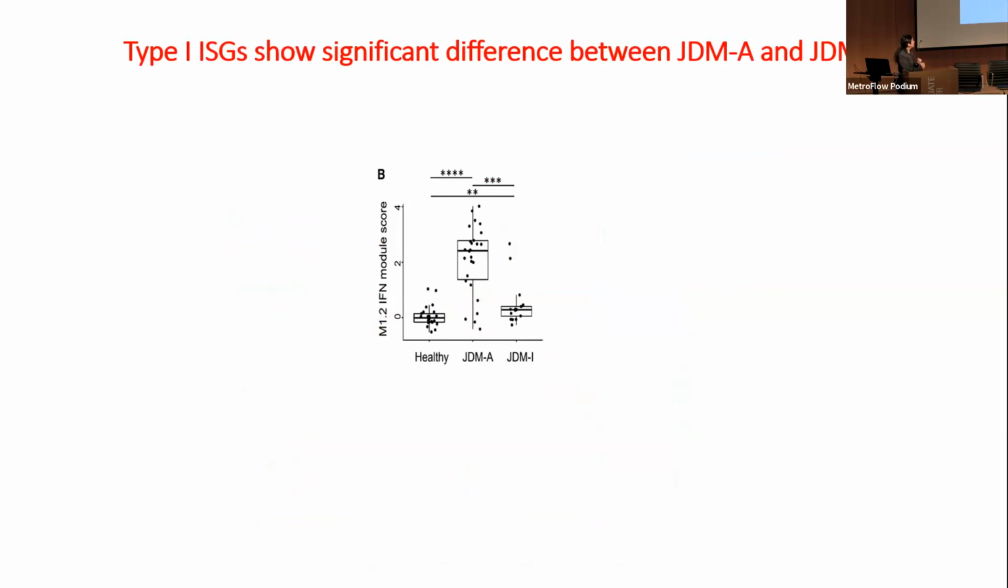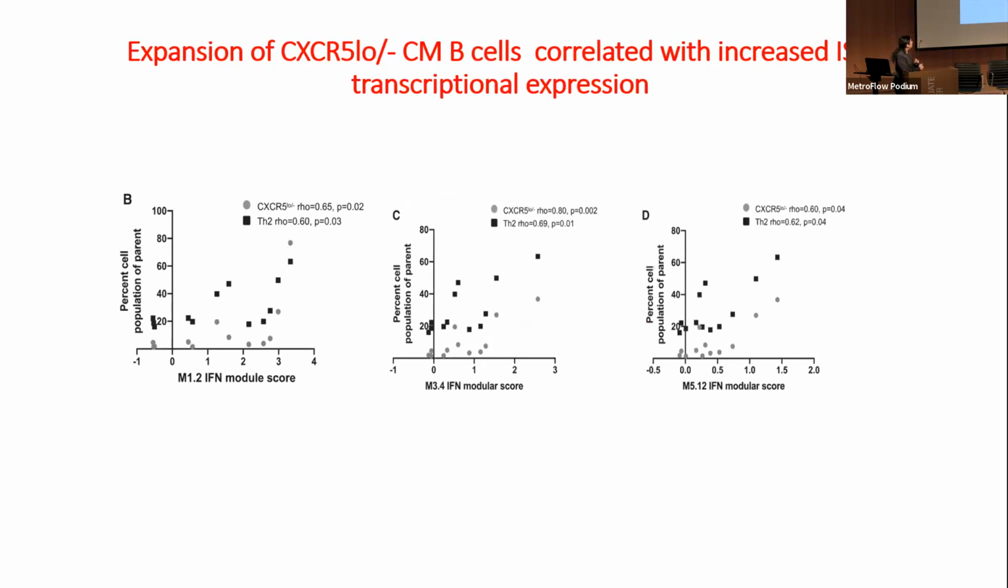When we stratified the patients based on this particular module, module M1.2, which is an interferon module for type 1 interferons, we found that the active JDM patients showed a higher module score compared to the inactive patients. And finally, when we looked at the correlation between what we found expanded in the T and B cell compartments and the interferon scores, we found that the type 1 interferon score correlated with the expansion of both the CXCR5 low conventional memory cells and the Th2 cells.